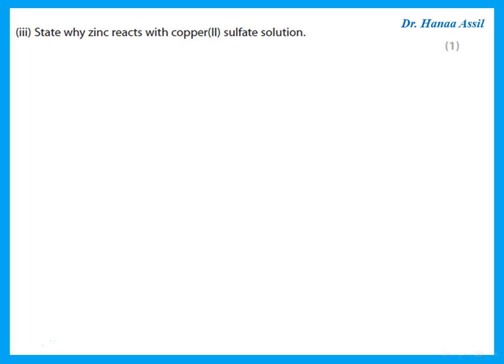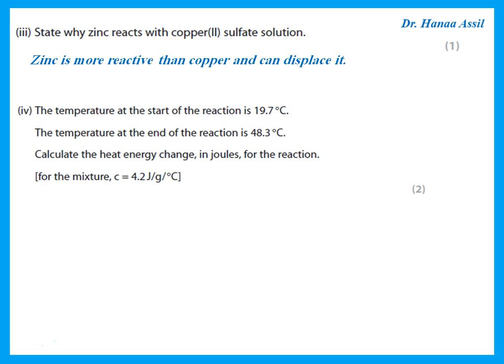State why zinc reacts with copper sulfate. We said, why does zinc react with copper sulfate? Zinc is more reactive than copper and can displace it. The temperature at the start of the reaction is this. The temperature at the end of the reaction is this. Calculate the heat energy change for the reaction.